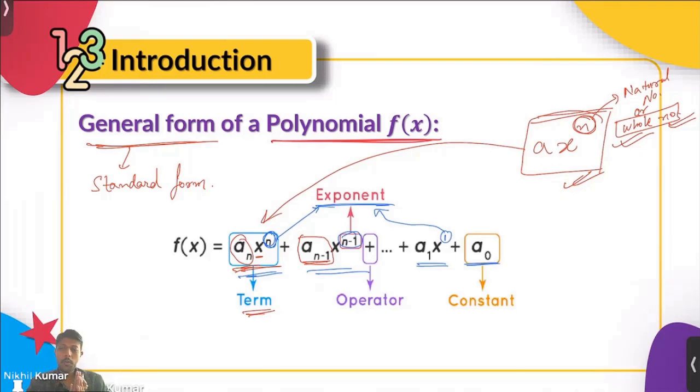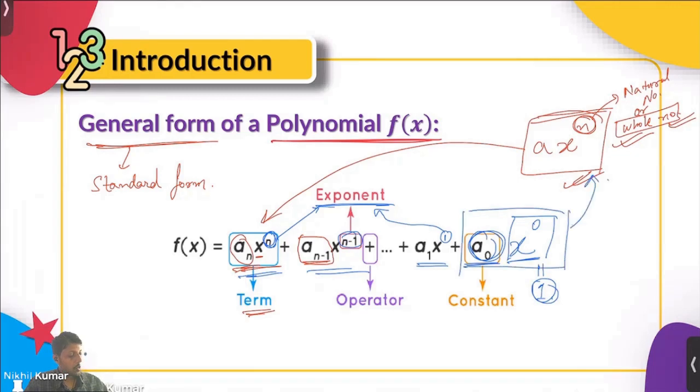Well, this is also of that form. How? Let's see. Let's say this is a number, a naught. Can I write this last term as a naught x to the power 0? Of course, I can write it like that because x to the power 0 is nothing but 1. So from here we can see that the last term or the constant term is also of this form. So this is all about the general form of the polynomial.